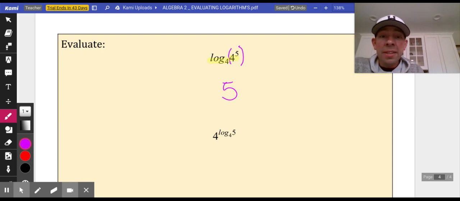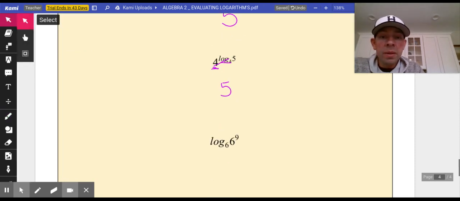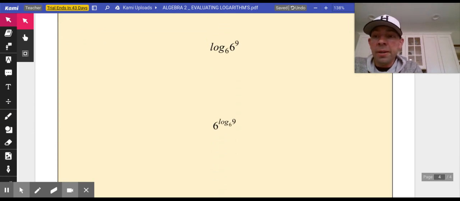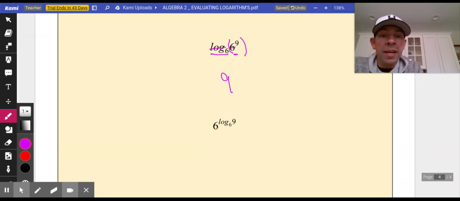Okay, now this is basically the same idea in this next example. I've got this exponential expression with a base of 4, and then I've got this log expression with a base of 4. They cancel each other out, and you're just left with 5. Okay, let's see here. I've got a log expression with a base of 6. Put my parentheses there if you want to. And then I've got this exponential function with a base of 6. These two cancel each other out, and you're just left with 9.